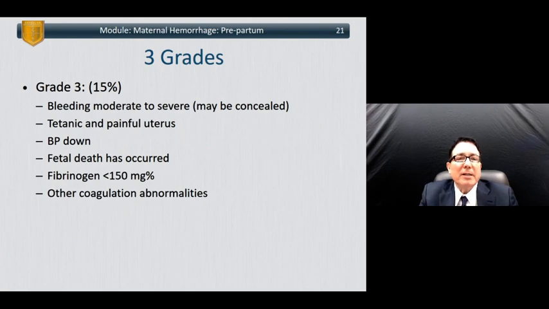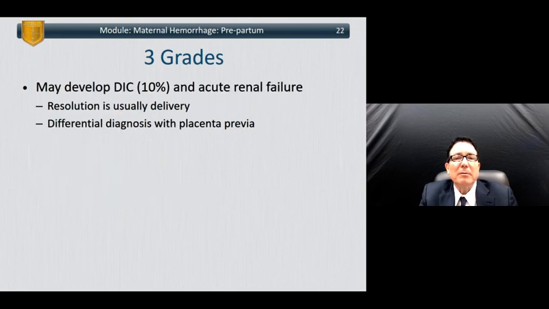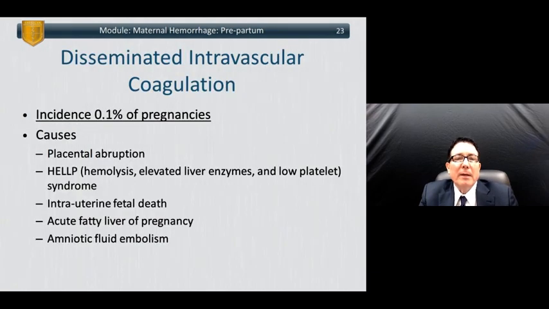The worst scenario obviously is grade 3, which does not happen as frequently as the other 2 grades, but now bleeding can be severe, may be concealed, with a very painful tetanic uterus and hemodynamic issues. Fetal death has usually occurred here, with significant coagulation problems. About 10% of them may develop DIC and acute renal failure. Really the only resolution is delivery, and again, differential diagnosis with placenta previa.